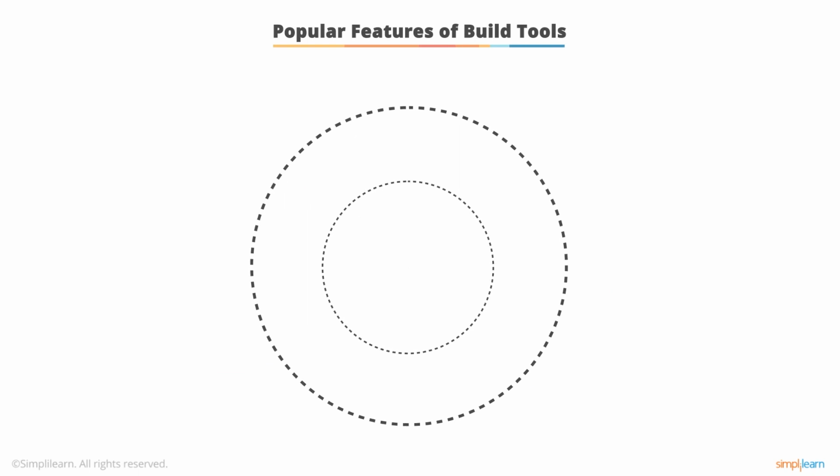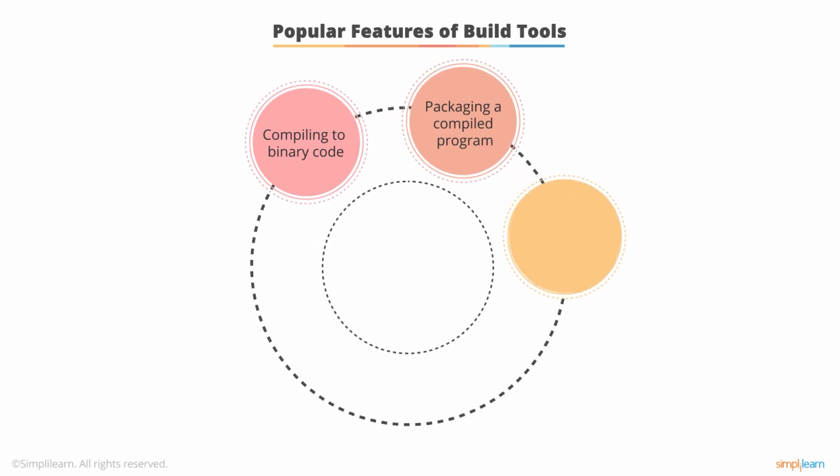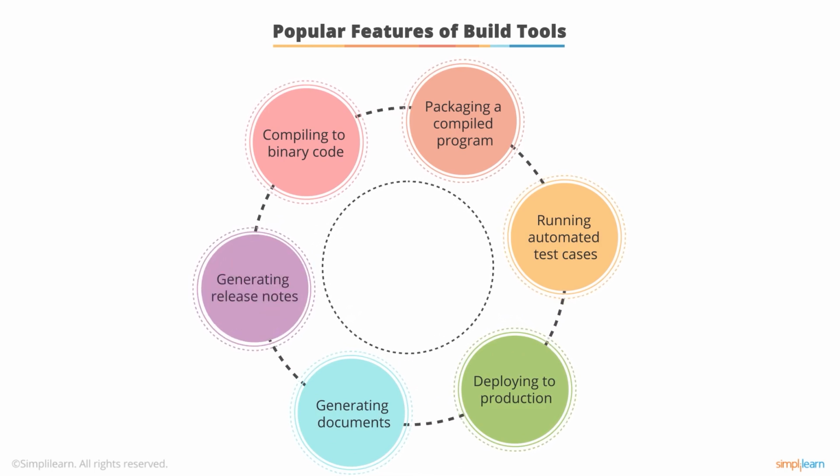Popular features of build tools. Well, we can start with compiling to binary code for languages such as C# and Java. Build tools will package a compiled program for deployment. Also, it will run automated test cases against the code. The build tool will deploy artifacts to production and will also generate documents for developers to use for later reference. And finally, a build tool will generate release notes.